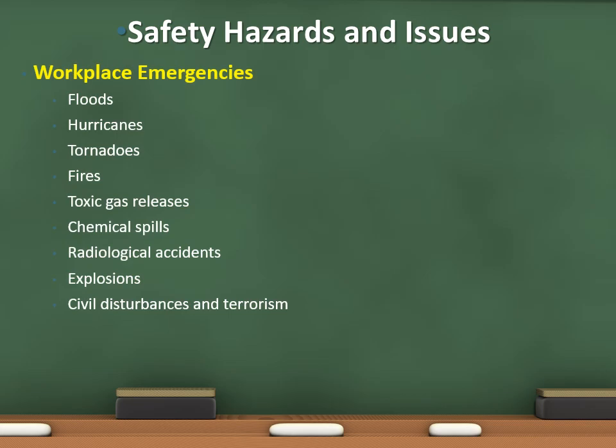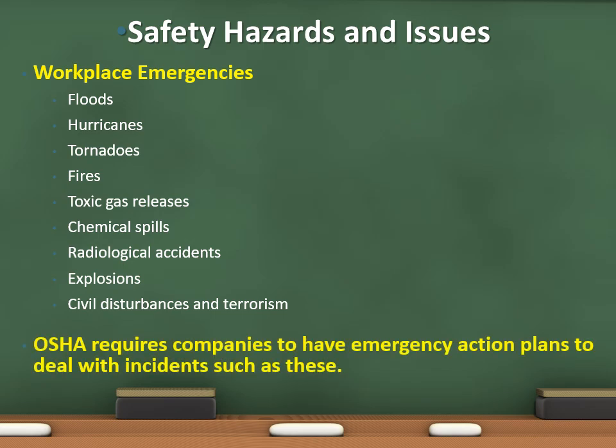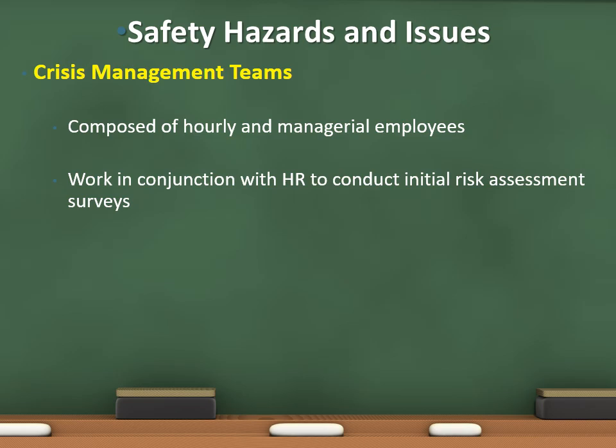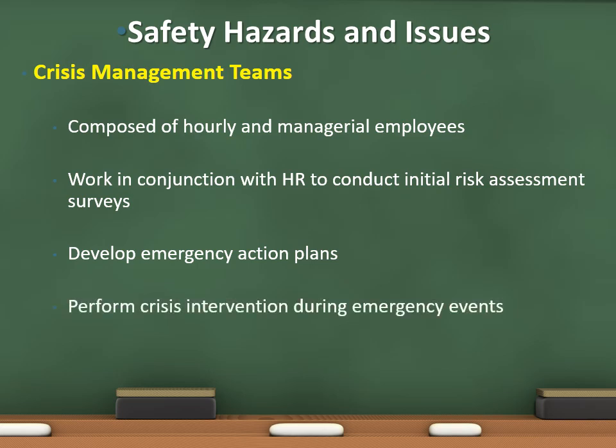Safety hazards and issues. Workplace emergencies could consist of floods, hurricanes, tornadoes, fire, chemical spill, civil disturbance, terrorism, and the like. OSHA requires a company to have an emergency exit plan to deal with any of those incidents listed above. Crisis management teams are composed of hourly and managerial employees. They work in conjunction with HR to conduct initial risk assessment surveys, develop emergency action plans for the what-if scenarios, and perform crisis intervention during emergency events.